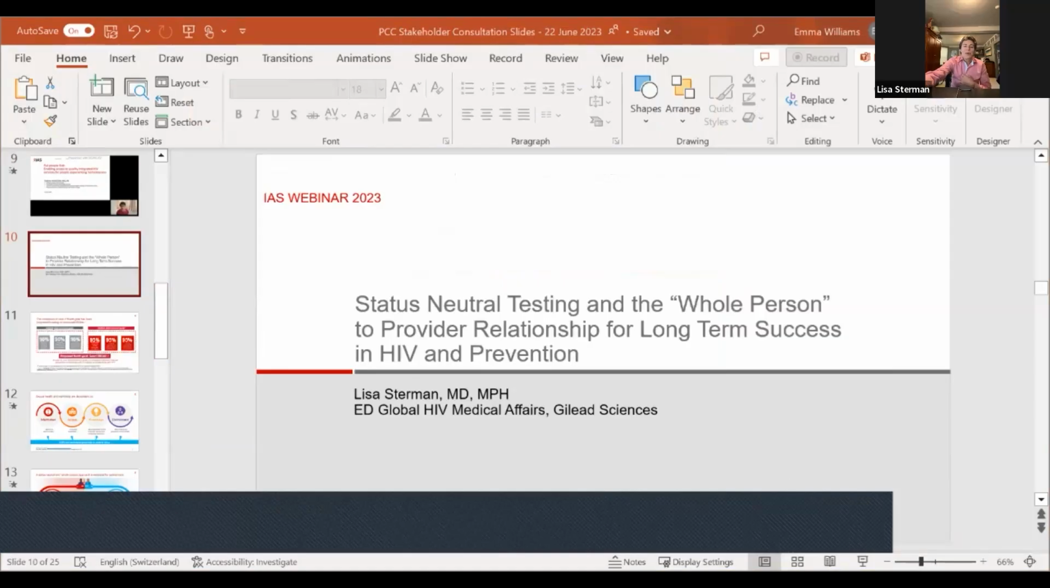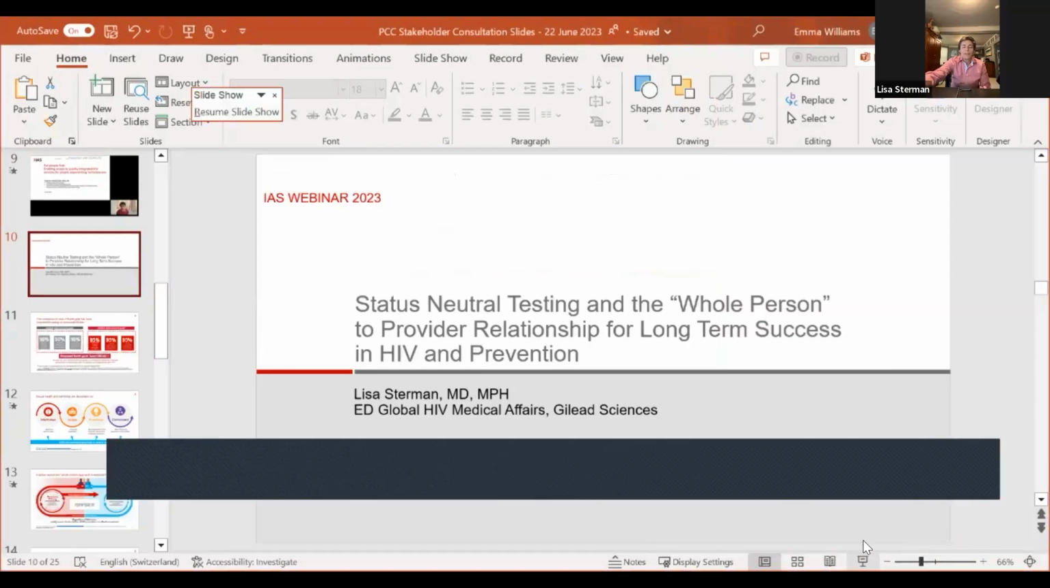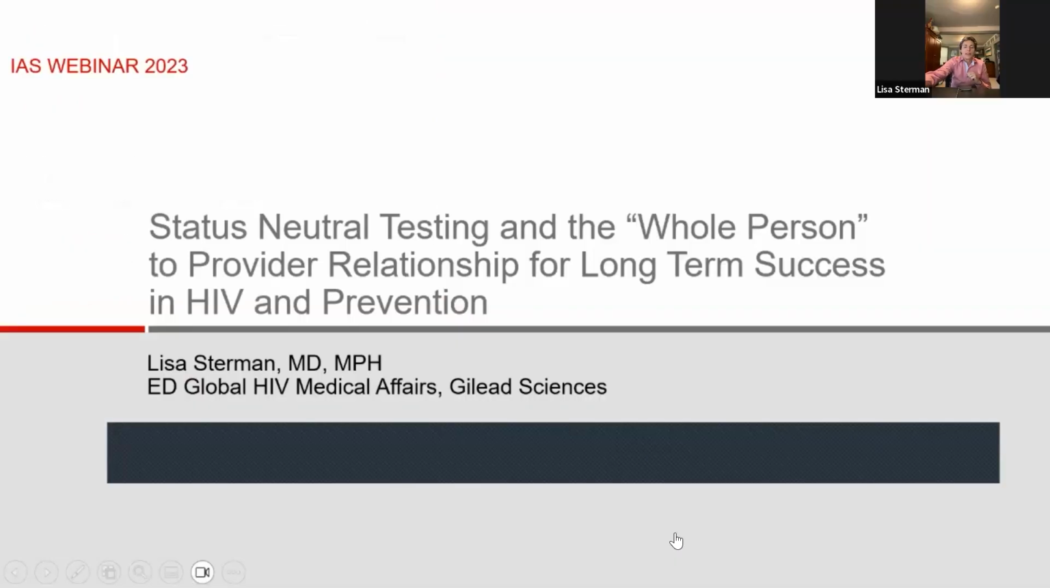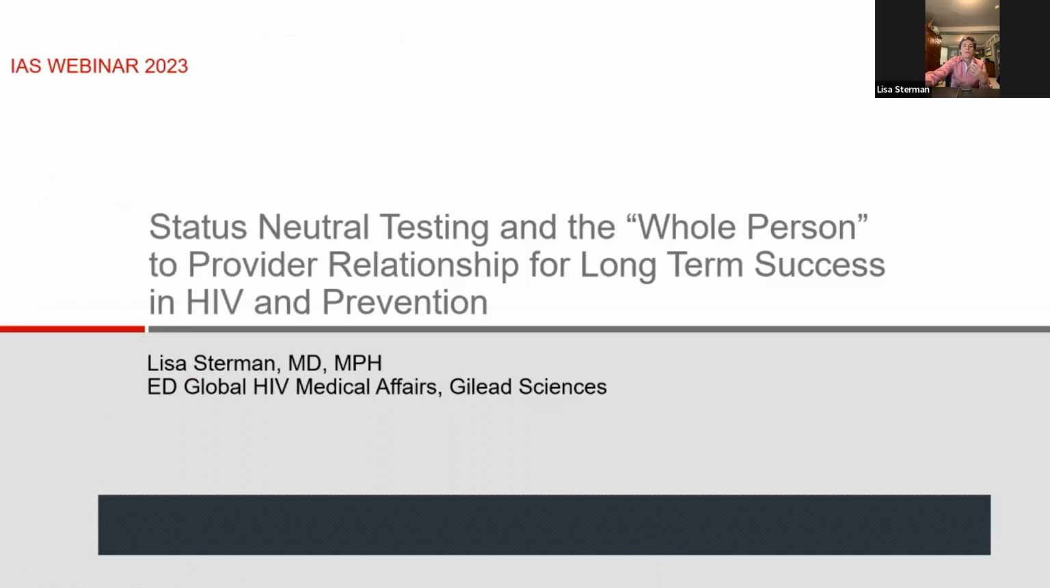So I definitely want to start by saying that I feel like the most important connection for person-centered care is that between the provider and the person in front of them, whether they're HIV positive or someone who could benefit from PrEP. So we're going to talk a little bit about status neutral testing and how to augment that provider relationship with the person who has HIV or who may benefit from HIV prevention services.